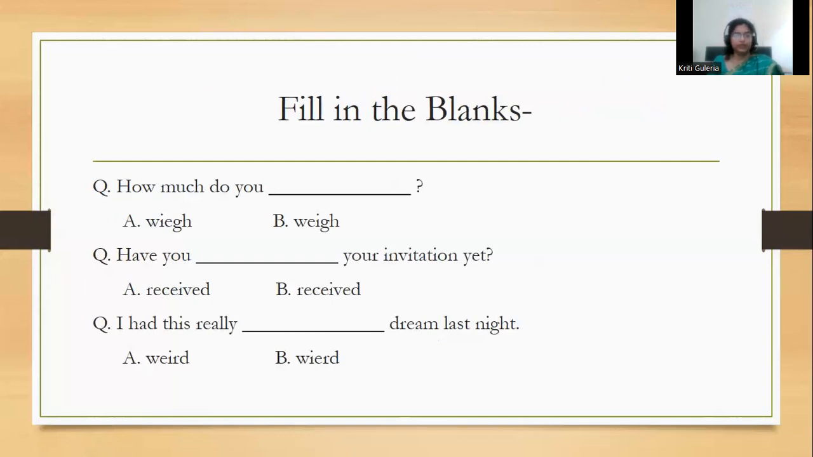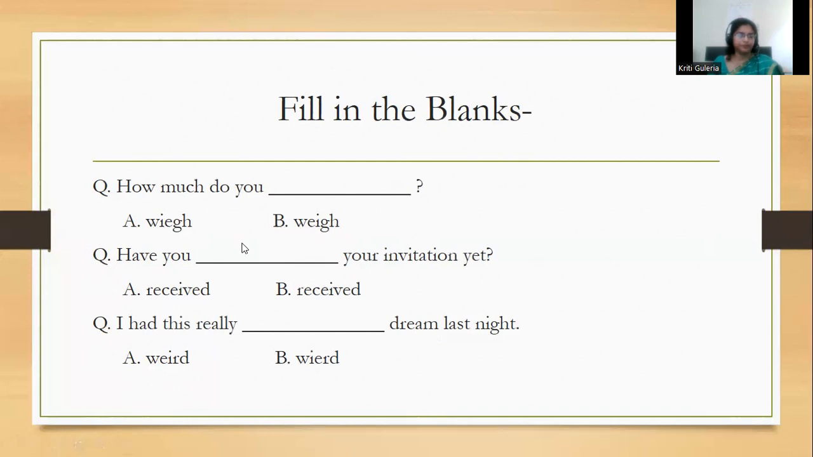Next, questions might come in the form of fill in the blanks, like how much do you weigh? Either WIEGH or WEIGH. So as we had studied, EI will come in the word. E will always follow before I. So it will be B. So how much do you weigh? WEIGH.